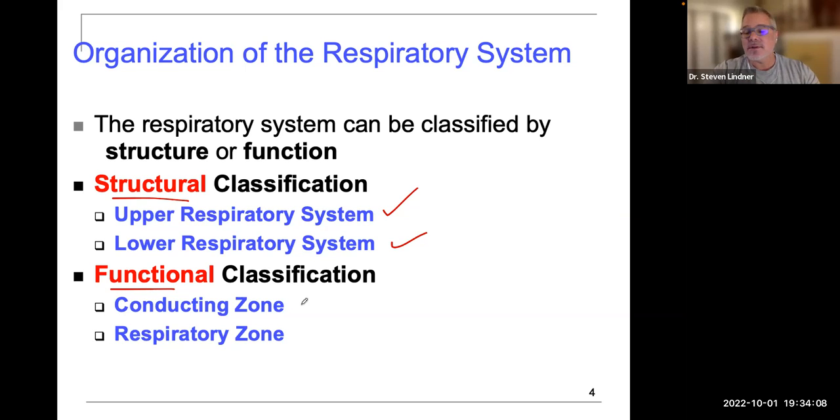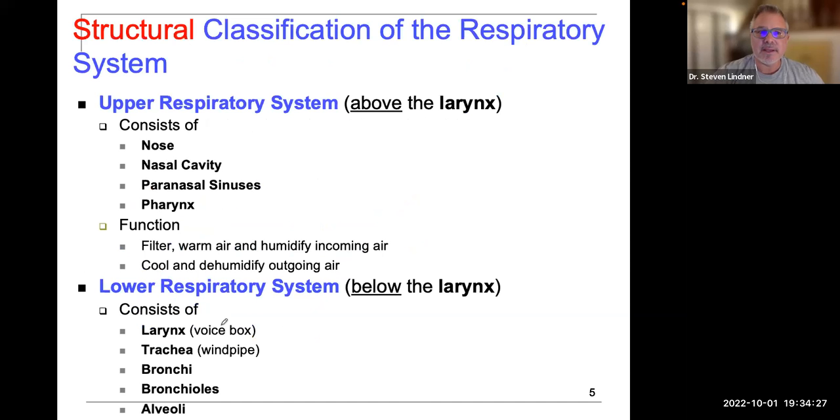Okay, and then in terms of functional classification, we could divide it into a conducting zone and a respiratory zone. When you think of the respiratory zone, I want you to think of the gas exchange, the alveoli, where oxygen and CO2 more at that capillary level where that exchange takes place. So here in the upper respiratory tract, which is everything above the larynx or the voice box, and lower respiratory is below the larynx.